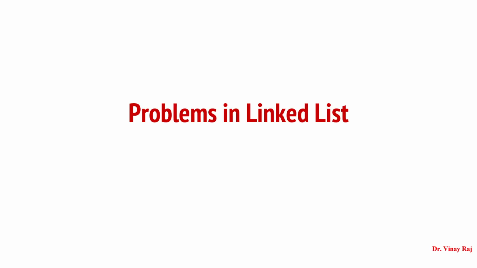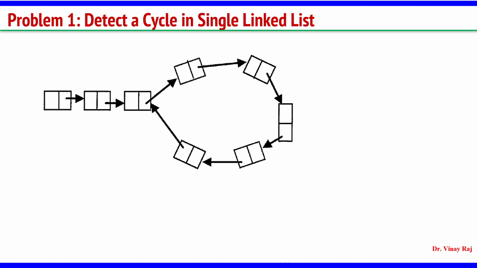So let's see some interesting problems in linked list. First question: detect a cycle in a single linked list. Given a single linked list like this, where there is no end node, but there exists a cycle in the linked list, how do you detect a cycle in the single linked list?